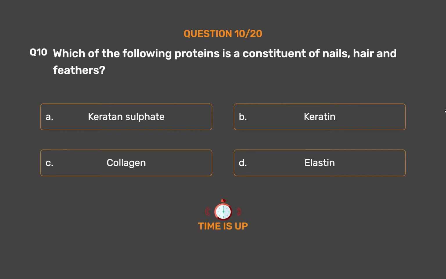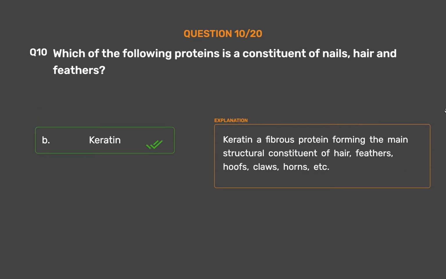The correct answer is option B. Keratin. Keratin, a fibrous protein forming the main structural constituent of hair, feathers, hoofs, claws, horns, etc.